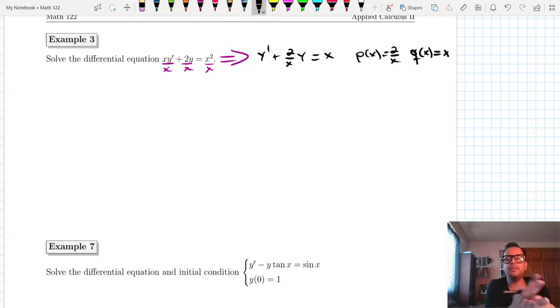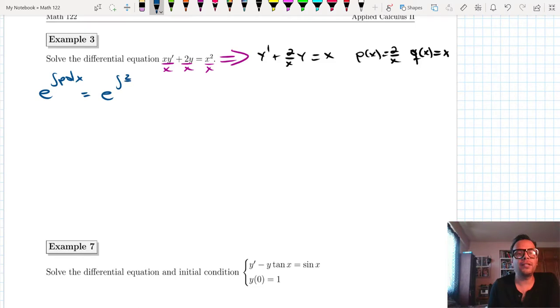Now, how are we going to solve this equation? Well, we need to first evaluate the quantity e to the integral of p dx. This one is going to be a very interesting one. So e to the integral of 2 over x dx, this is the same as e to the 2 times the integral of dx over x. But what is the integral of dx over x again? That is ln of x.